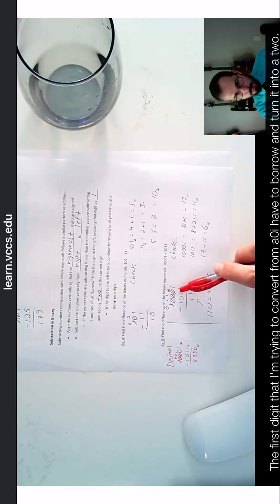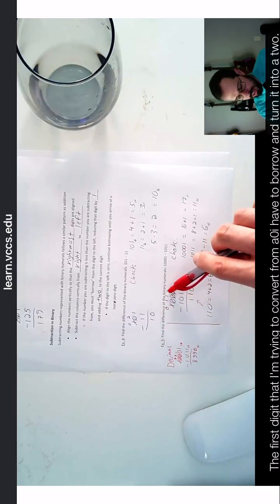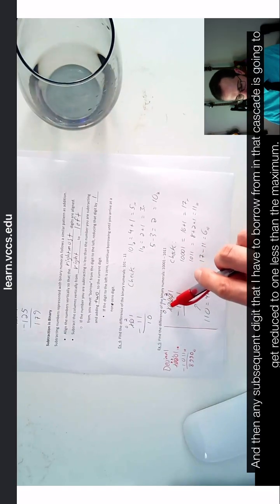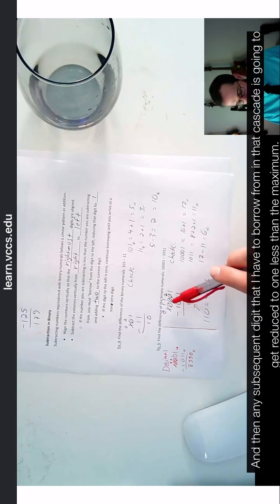The first digit that I'm trying to convert from a 0, I have to borrow and turn it into a 2. And then any subsequent digit that I have to borrow from in that cascade is going to get reduced to 1 less than the maximum, until I get all the way to the largest digit that I have to borrow from, which just got reduced by 1. Hopefully that's making a little bit of sense.